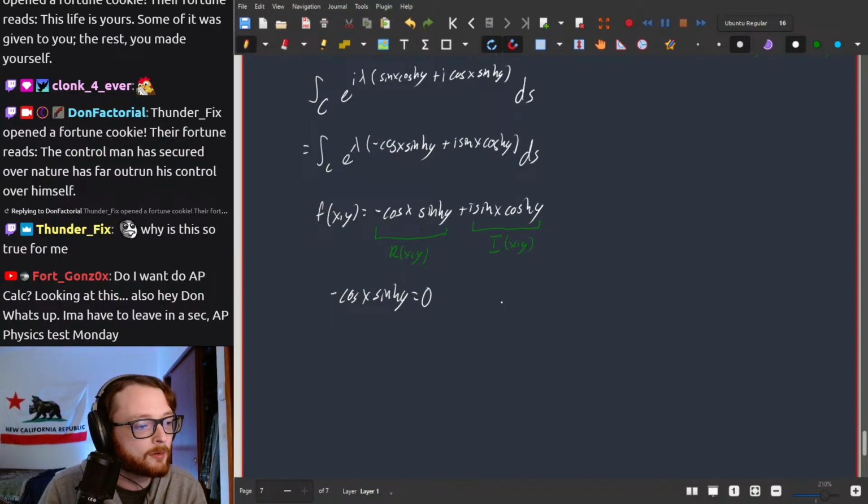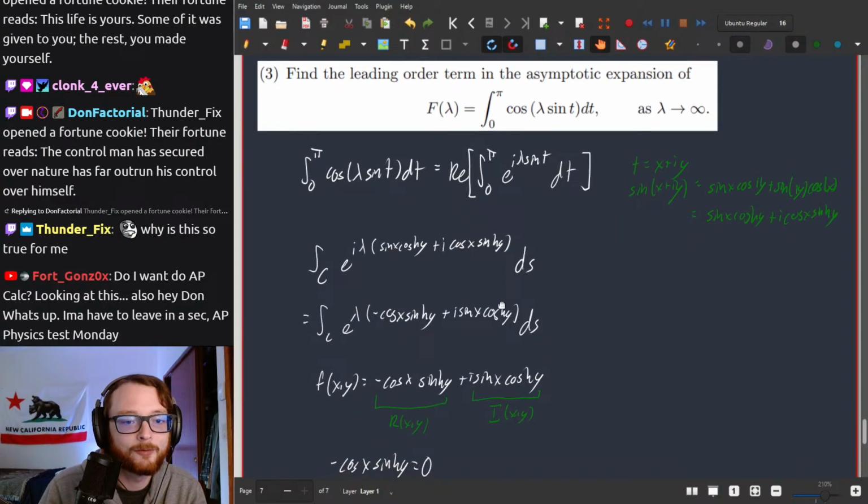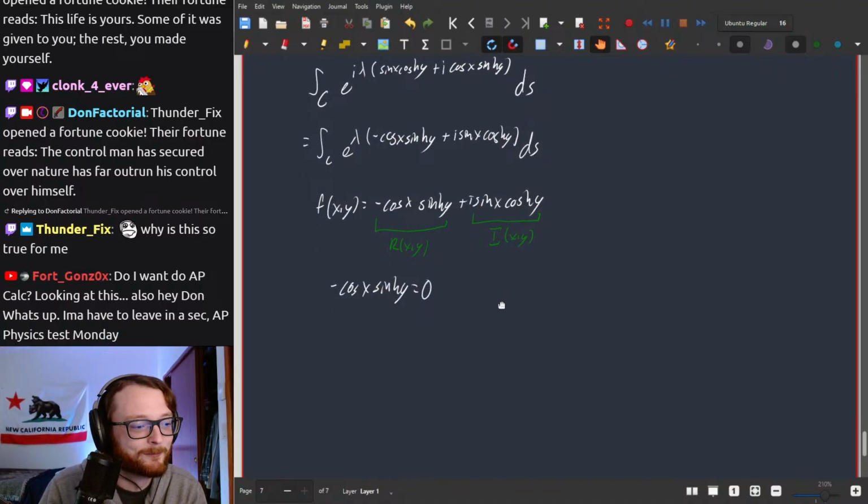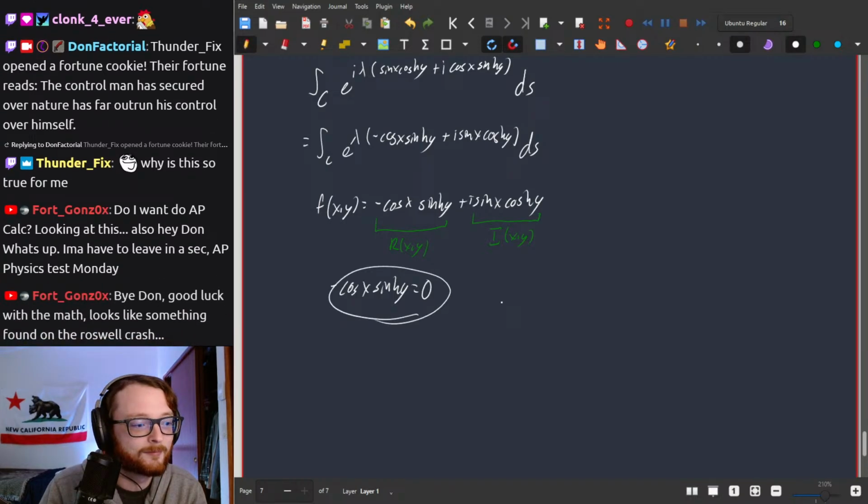Gonzo, do I want to do AP Calc? Looking at this, also, hey Don, what's up? I have to leave in a sec. AP Physics test on Monday. This is not AP Calc. This is way beyond AP Calc. This is graduate level math. There are integrals in AP Calc, but you're not going to be doing integrals like this. But thanks for popping in and saying hi. Something found of the Roswell crash? Okay. See ya.